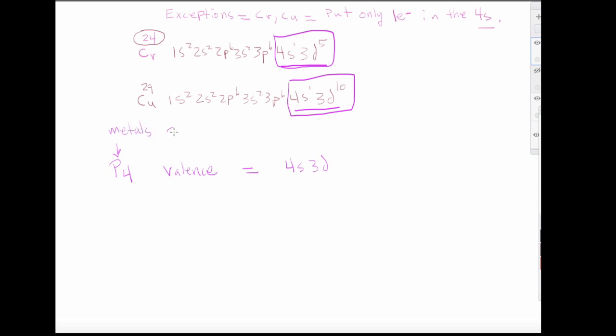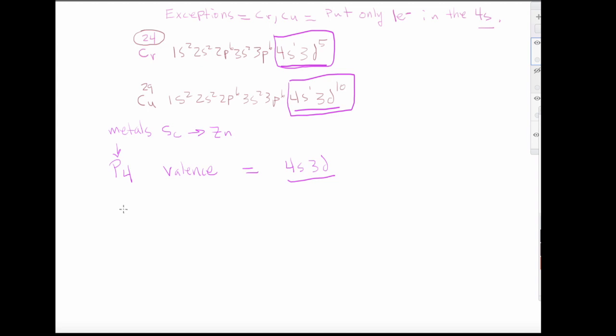So we're talking about, not tin, sorry, we're talking about scandium through zinc. Scandium through zinc. Through and including zinc. That's what I'm talking about. And the 4s shell is very close in energy to the 3d shell. So this is the valence.